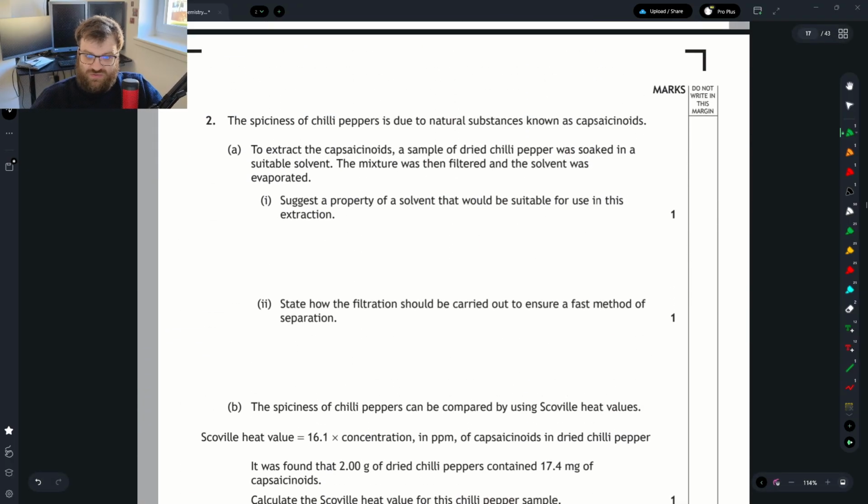On to number 2. We're dealing with capsinoids. Chili powder soaked in suitable solvent, filtered, solvent evaporated. Have a property of solvent suitable for this extraction. So if we want something to dissolve in something, they must have similar polarities. So both being non-polar or both being polar. For that one, that's what I'd put. We want fast separation, fast filtration. That would be vacuum filtration.